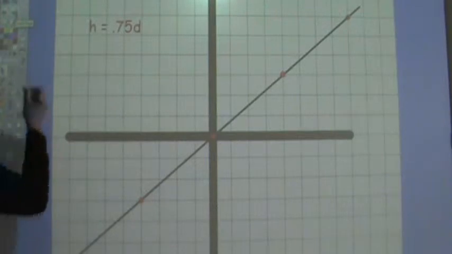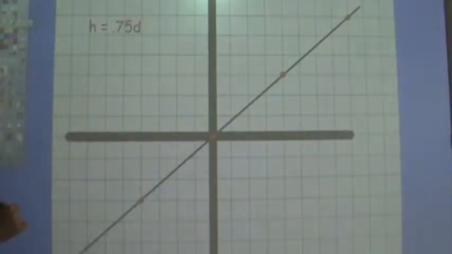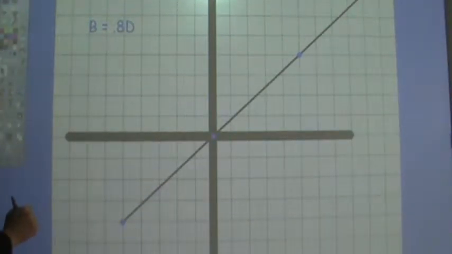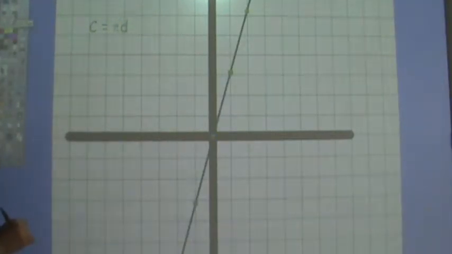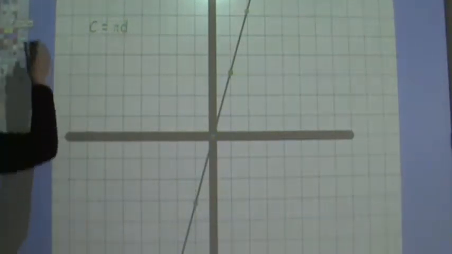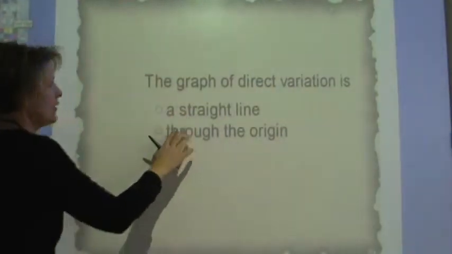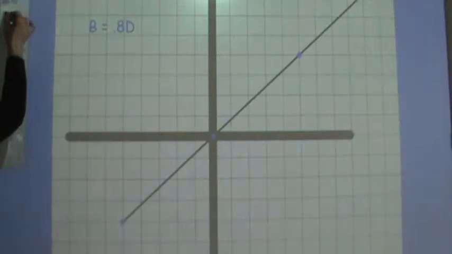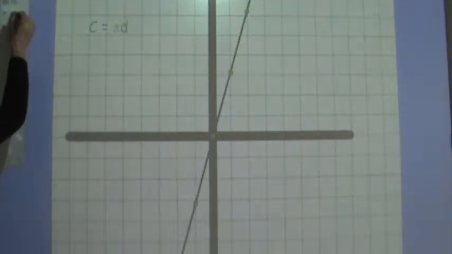Okay, so here's an example of that first line, h equals 0.75d, graphed as a line. This would be b equals 0.8d as a line. And this would be c equals pi times d as a line. The graph of direct variation is always going to be a straight line through the origin. If we look at our last three examples, each is a straight line through the origin. They each have just a little bit different slope.